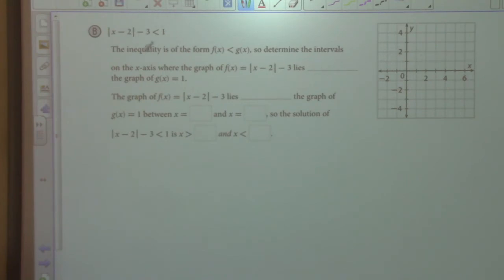How do we graph this thing right here? Will we find a vertex for the one on the left? What would our vertex be for this one on the left here? 2, -3. So Marcus says 2, -3, is that right? Yep, that's right. And what is our slope for this thing?